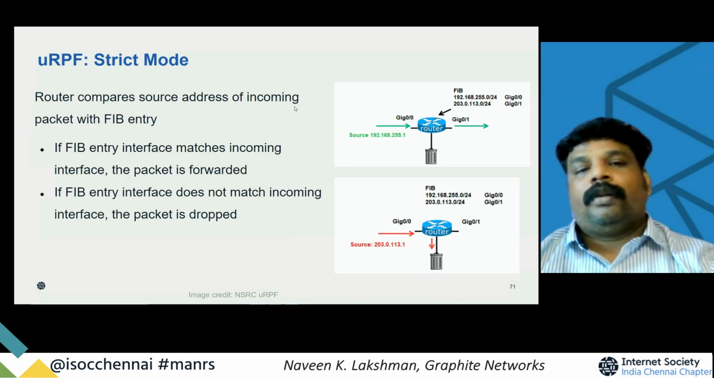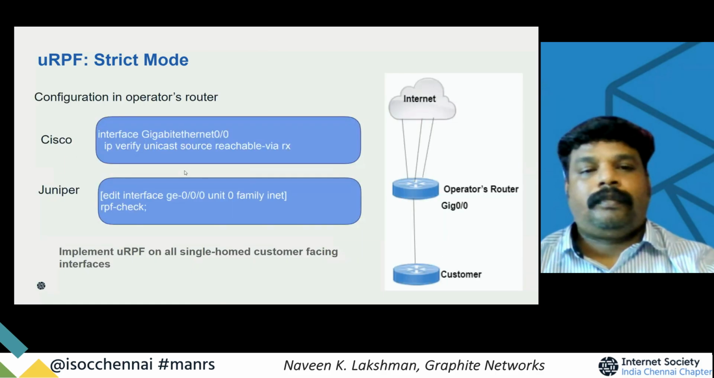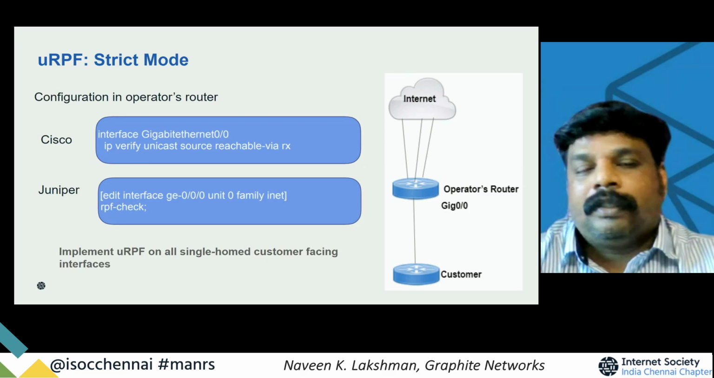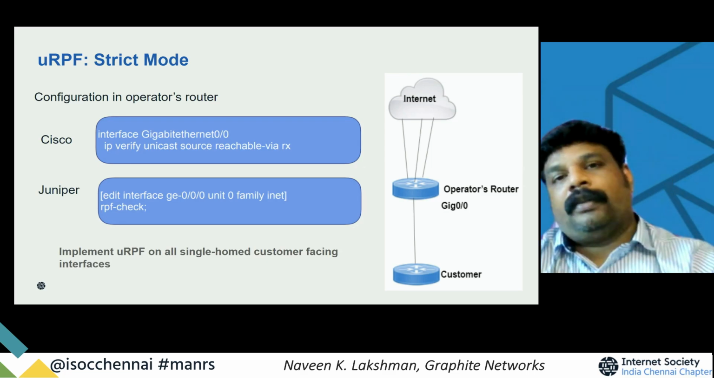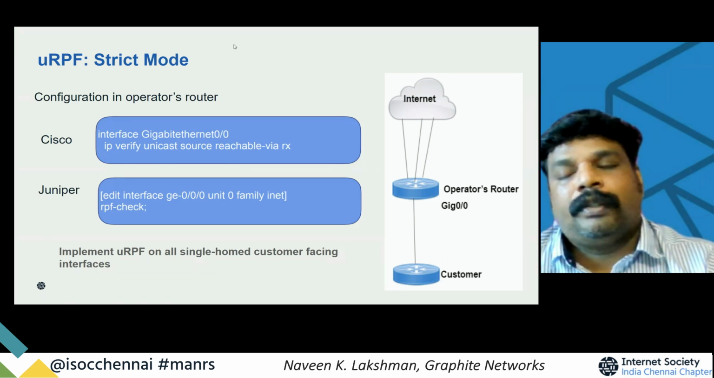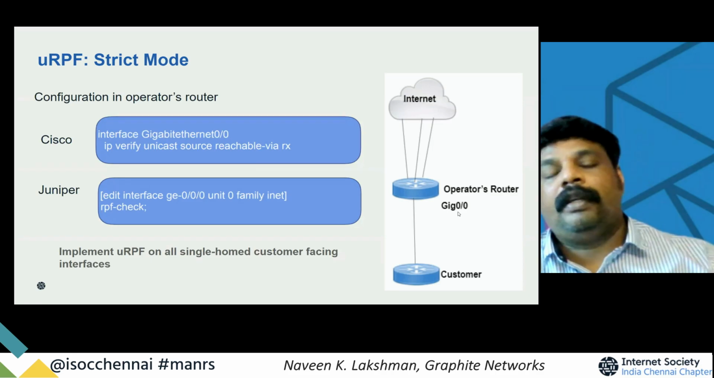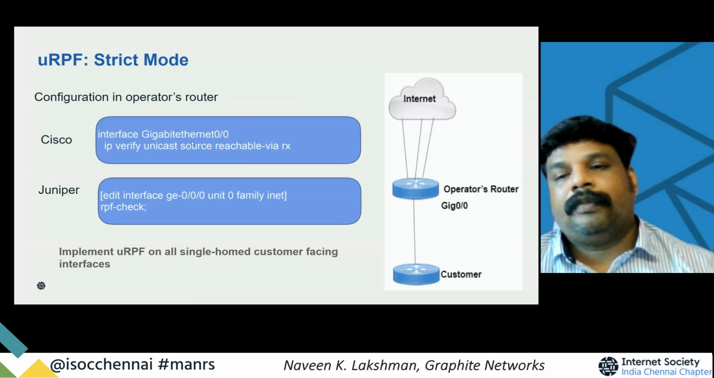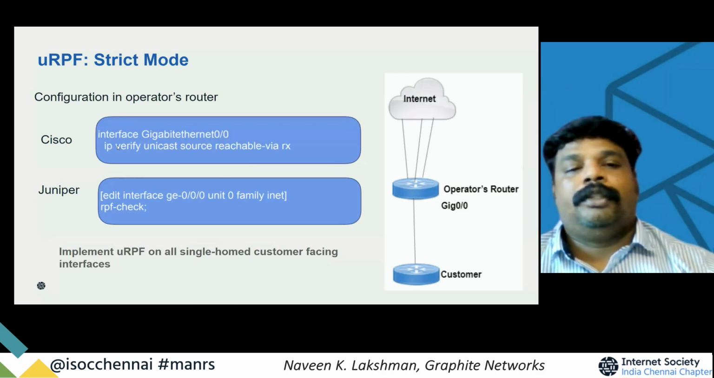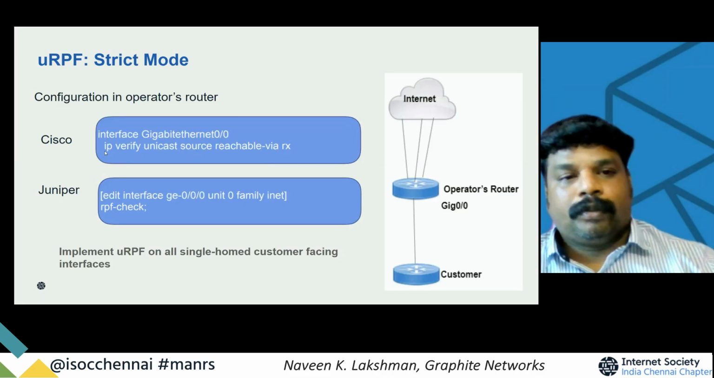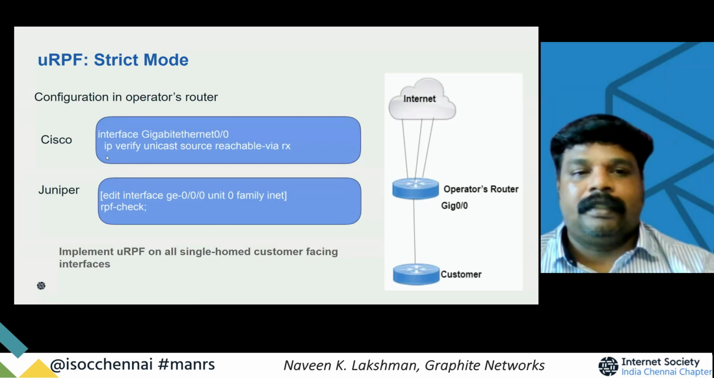So this is strict mode. Say, for example, you have a customer connected to an operator network, and the operator is connected to the rest of the internet. So it's a stub customer, connected to just one upstream provider. All you need to do is URPF at the interface connecting towards the customer, that is Gigabit 0/0. In the Cisco configuration, go to interface Gigabit 0/0 and issue the command ip verify unicast source reachable-via rx. RX stands for received interface. This is for IPv4, and for IPv6, it's ipv6 verify unicast source reachable-via rx.